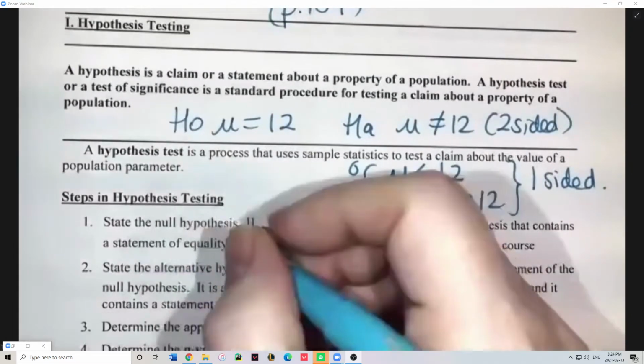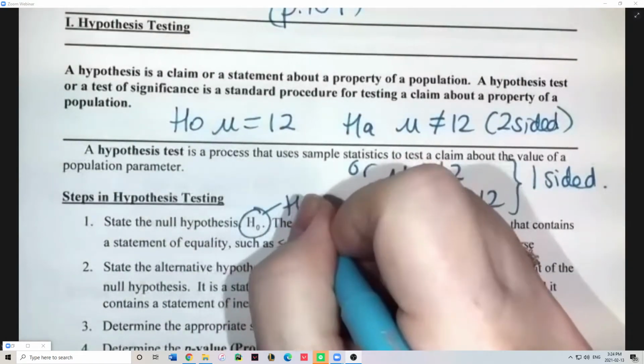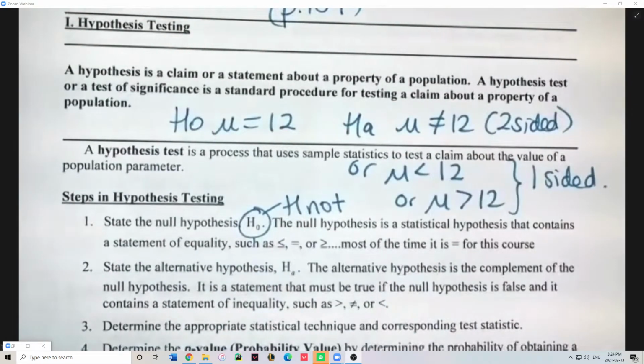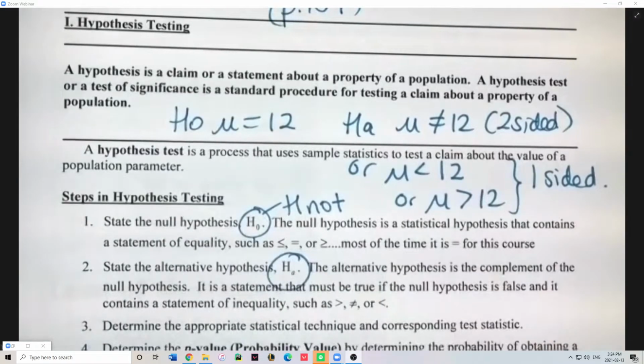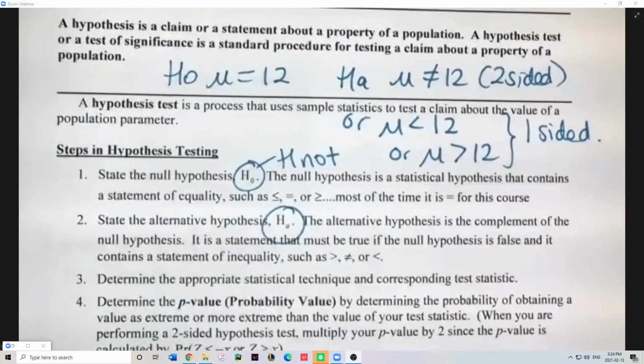We call H with the little 0 H naught. And this is HA, which is the alternative. And that's what we're testing for. So we're trying to see if there's evidence against H naught, okay? So we either reject H naught or we don't reject H naught. We're never rejecting HA, it's always H naught.